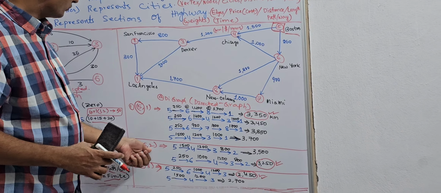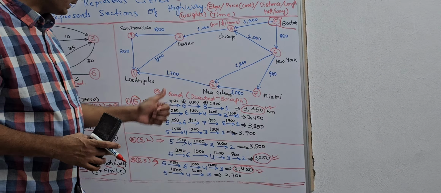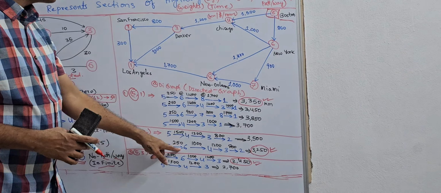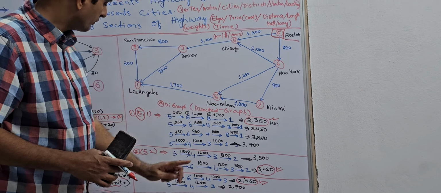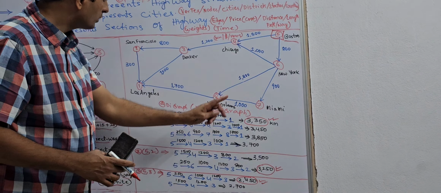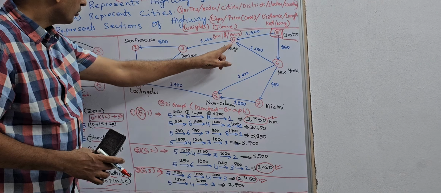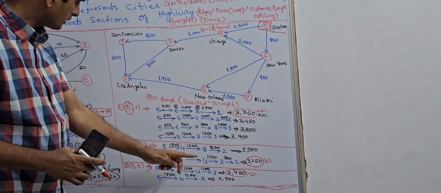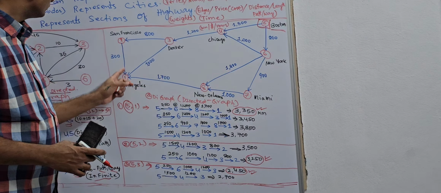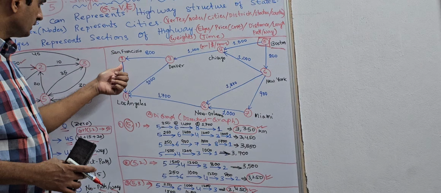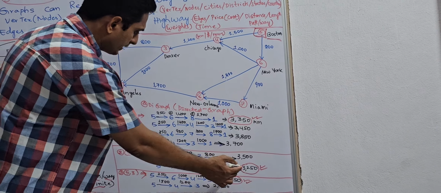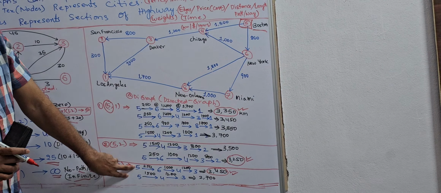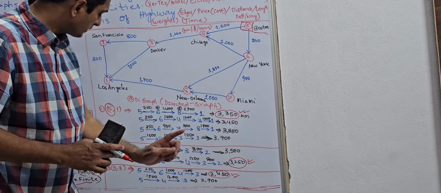Similarly, 5 to 2. From city 5 to city 2, this is the shortest path, 3250. So 5 to 6, the same 250, and 6 to 4, 1000 kilometers, 4 to 3, 1200 kilometers, then 3 to 2, our destination, the second city. Like that we need to calculate, that is 3250 kilometers. 5 to 3, we have two ways to travel. Out of these two, this is the shortest.